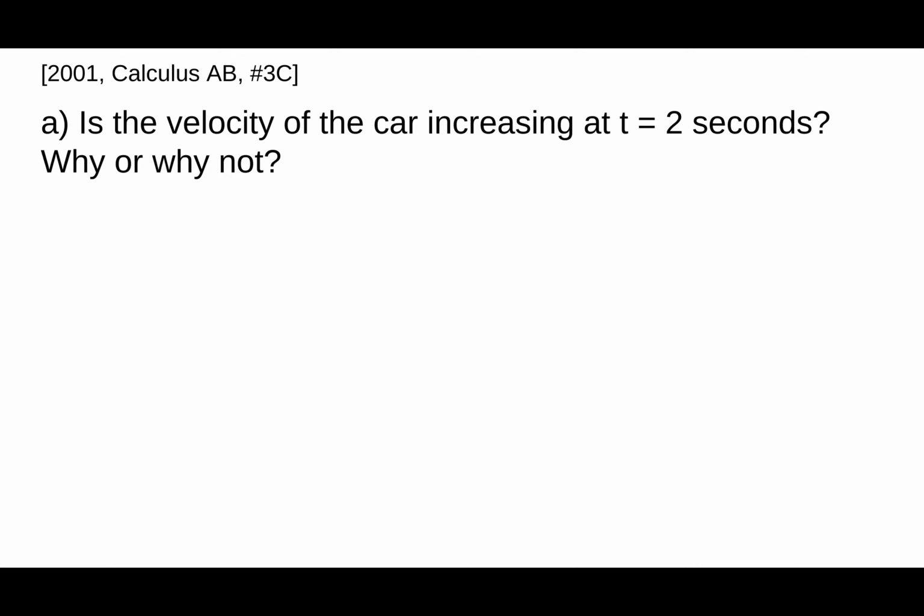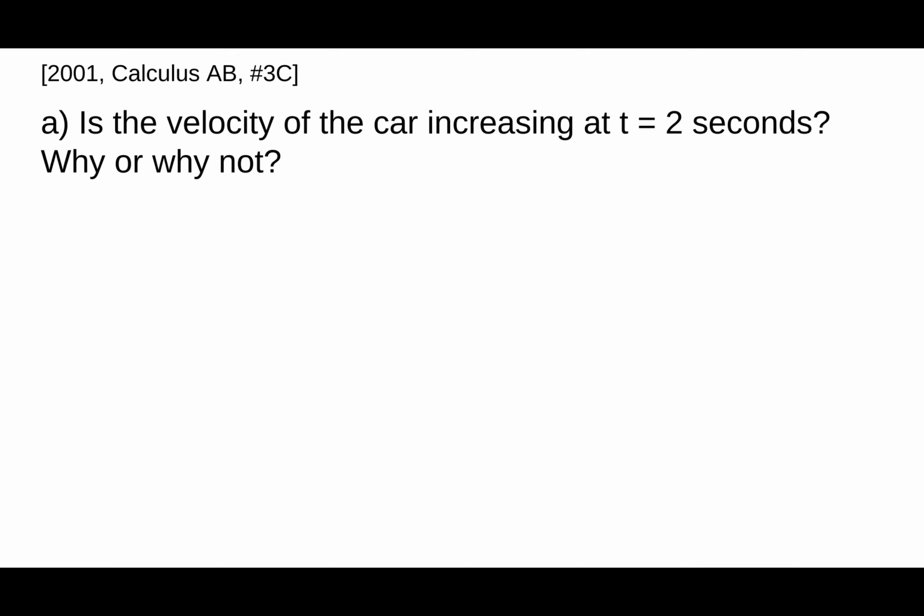This question is from 2001. It is question 3 and it is calculator active. In the question stem, we are given that a car is traveling on a straight road. At t equals 0, the velocity of the car is 55 miles per hour, and we are given a graph of a of t, the acceleration of the car at time t, and the graph of a of t consists of nothing but line segments.